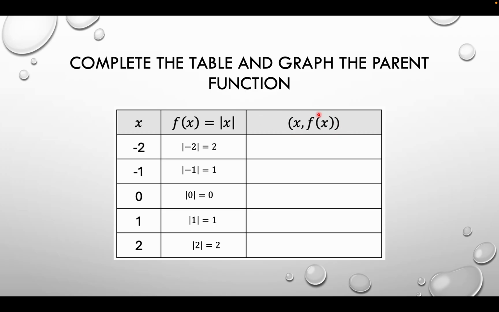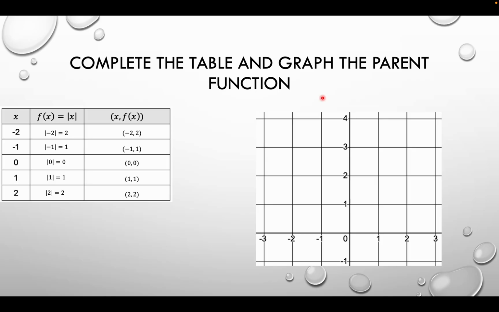If we write that as an ordered pair, meaning this is my x value, this is my y value, we have -2, 2, -1, 1, 0, 0, 1, 1, and 2, 2. If we need to graph this, starting with -2, 2, remember if we start at 0, 0, we go x value -2, y value +2. And there's our first point. Then we go -1, 1, and 0, 0, 1, 1, and 2, 2. And we can draw our lines to make this absolute value parent function.